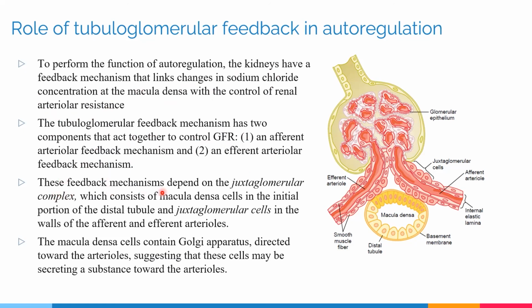These feedback mechanisms depend on the juxtaglomerular complex, which consists of macula densa cells in the initial portion of the distal tubule and juxtaglomerular cells in the walls of the afferent and efferent arterioles. The macula densa cells contain Golgi apparatus, which is directed towards the arterioles, suggesting that these cells may be secreting a substance towards the arterioles.